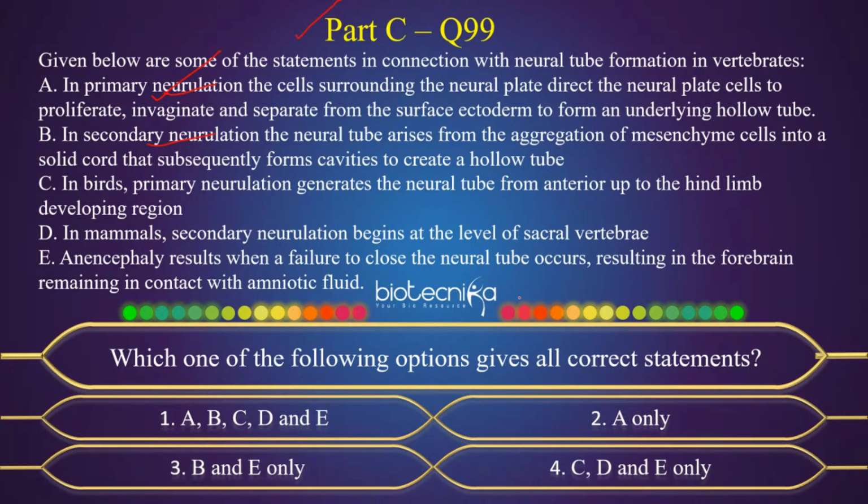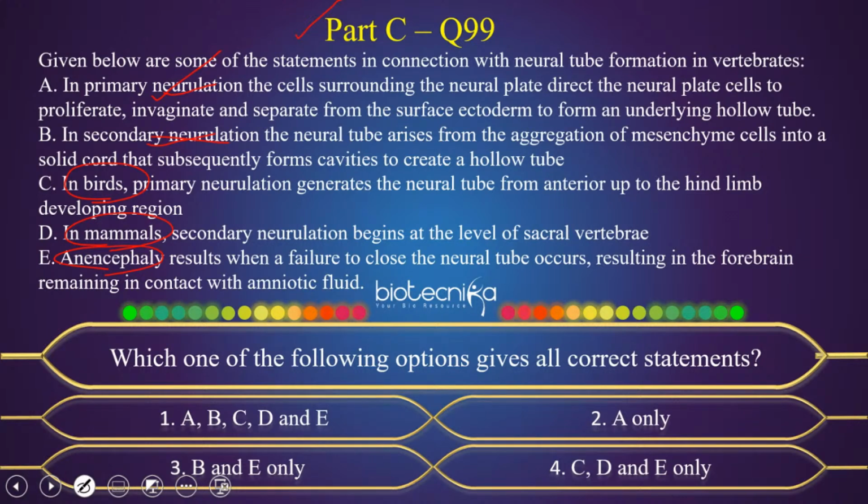So they have asked you about the primary neurulation process and the secondary neurulation process, plus what happens in birds and what happens in mammals. Like from where primary neurulation runs, till what point primary neurulation will be there, and from what point secondary neurulation will be there. And they have also given a condition, anencephaly, and they have asked what the reason for that is. Means what happens because of anencephaly.